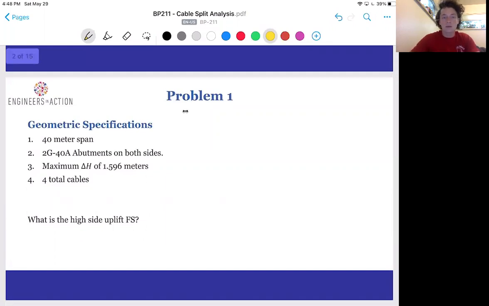Consider a 40-meter bridge with maximum delta H of 1.596 that uses 2G40A abutments on either side. Using the level 1 calculations taught in BP211, or tier 1 calculations, with no additional tricks or tips you may have built into your design tool. And as a side note, this is a good time to make sure you can toggle all these features on and off. What is the factor of safety for uplift on the high side?